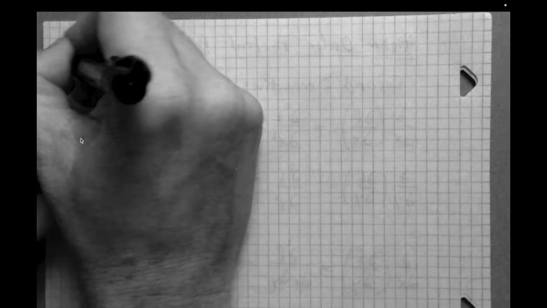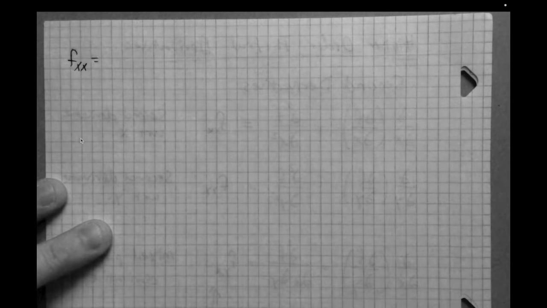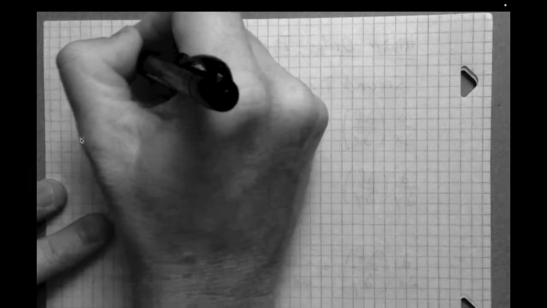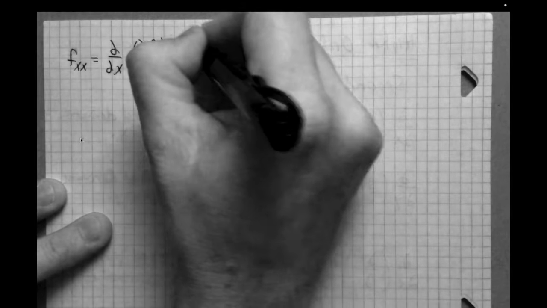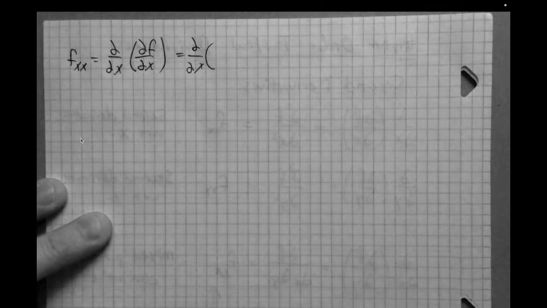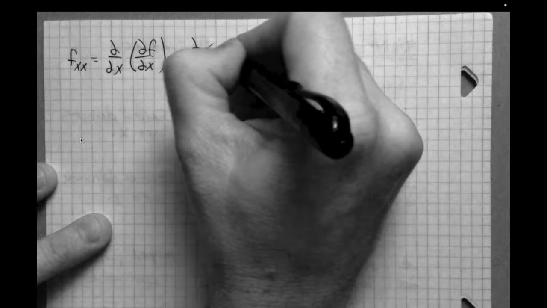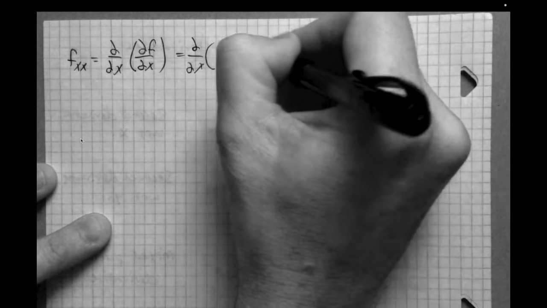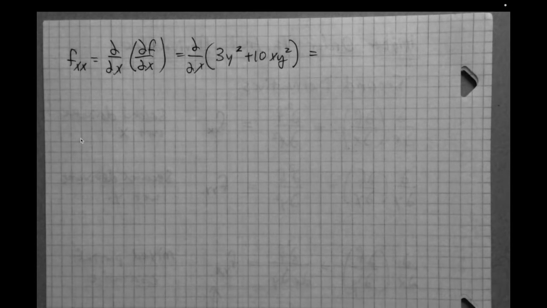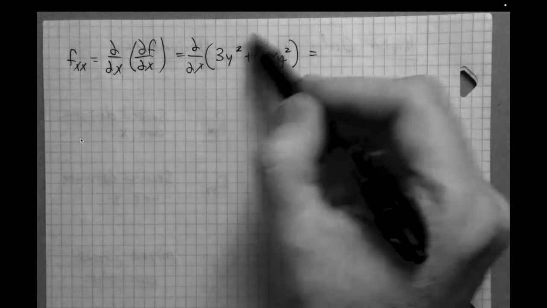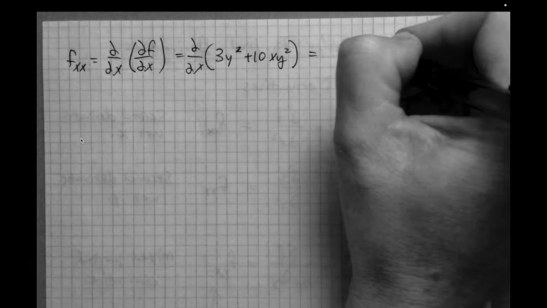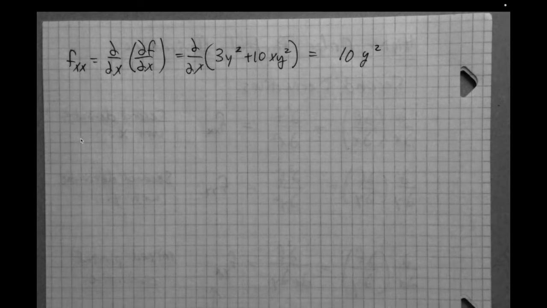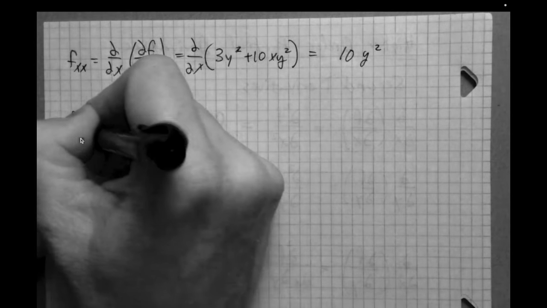So fxx is where we'll start. This is going to be del x of del f del x. And so that's del x of whatever we got for this in the previous example, and what we saw was that's 3y squared plus 10xy squared. And we could differentiate that with respect to x. Again, this is a constant, and this one is 10y squared times x. And so this would just be 10y squared.